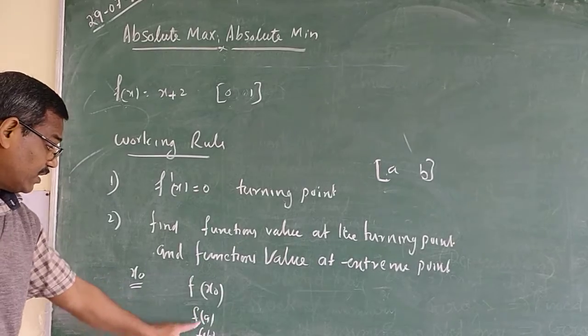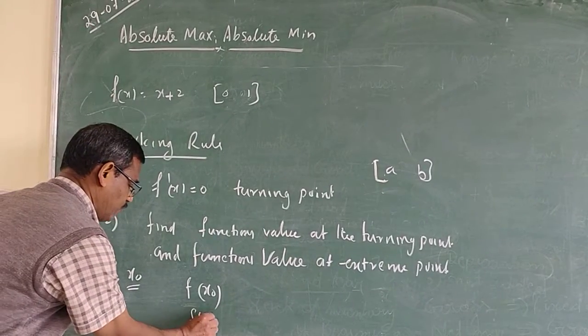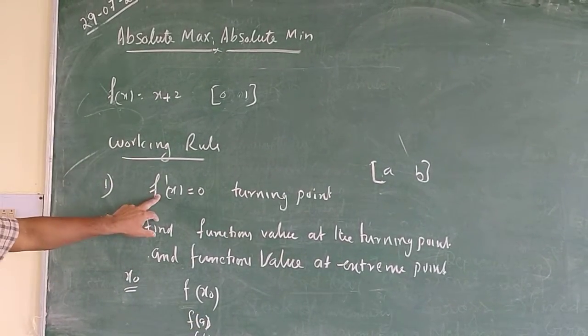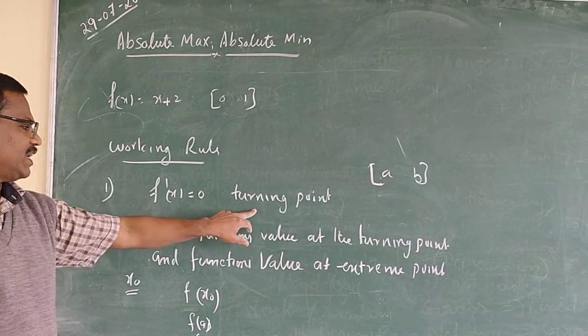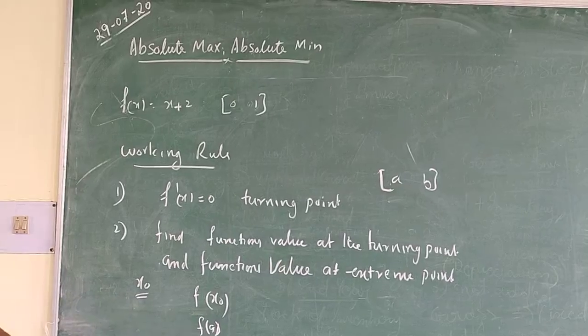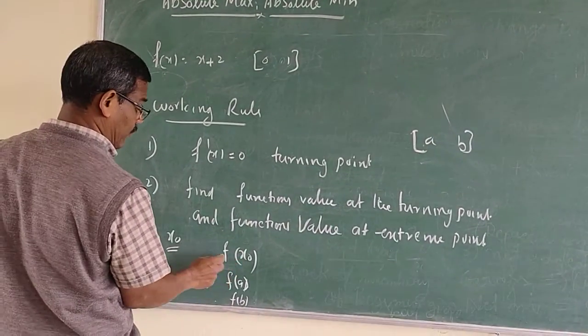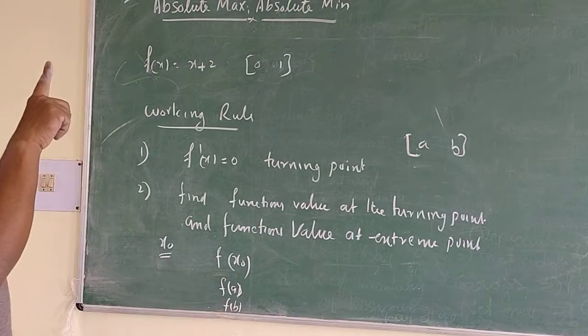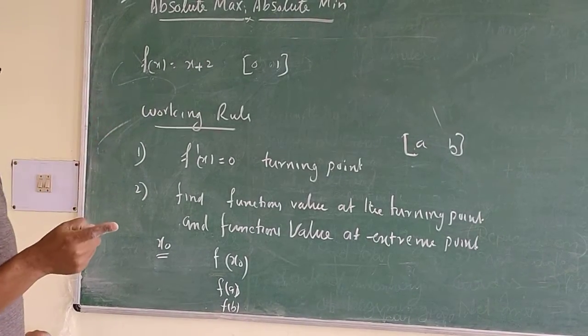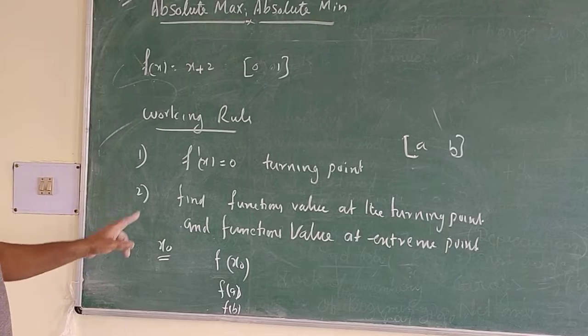Remember, there is a little difference that you should not get confused by. See, first we find f dash x and equate it equal to 0, get the turning point, and then find the function's value at the turning point. Function's value, not f dash. In all the previous questions we were taking f dash x and f double dash x. So don't be confused with that.